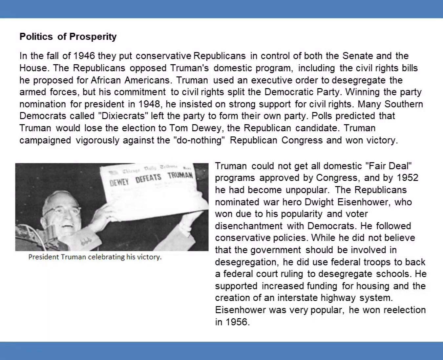He supported increased funding for housing and the creation of an interstate highway system. Eisenhower was very popular. He won re-election in 1956.